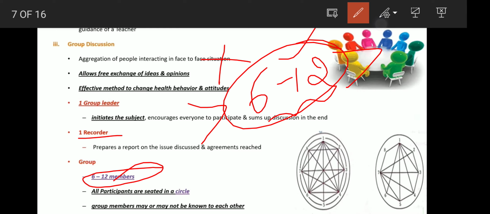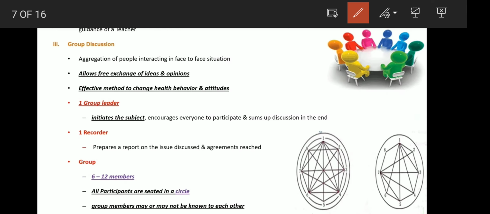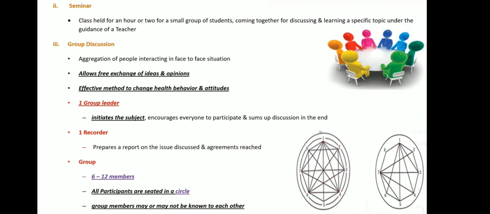All the participants will be seated in a circle, as you can see here. Group members may or may not be known to each other prior. They might not know who the other is, or they could be friends. But preferably, if they know each other, there will be a better understanding and exchange of ideas.